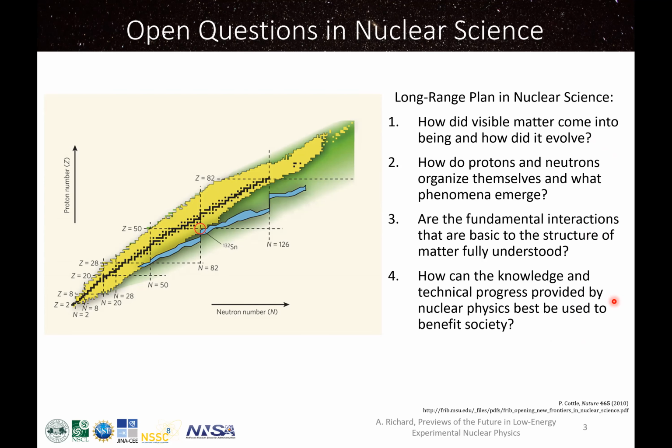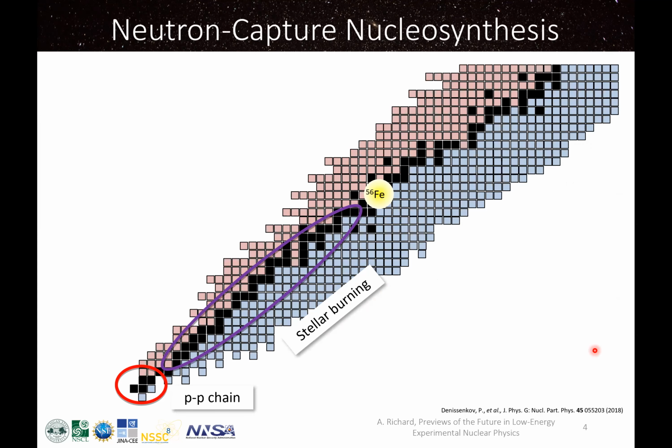And the answer to each one of these questions to some extent can be answered with the study of radioactive isotopes. But the research that I'm going to talk about today is really trying to answer in some part this first question about how visible matter came into being and how did it evolve? So what we're really trying to answer is, how did we get all of these nuclei and what is the origin of the elements?